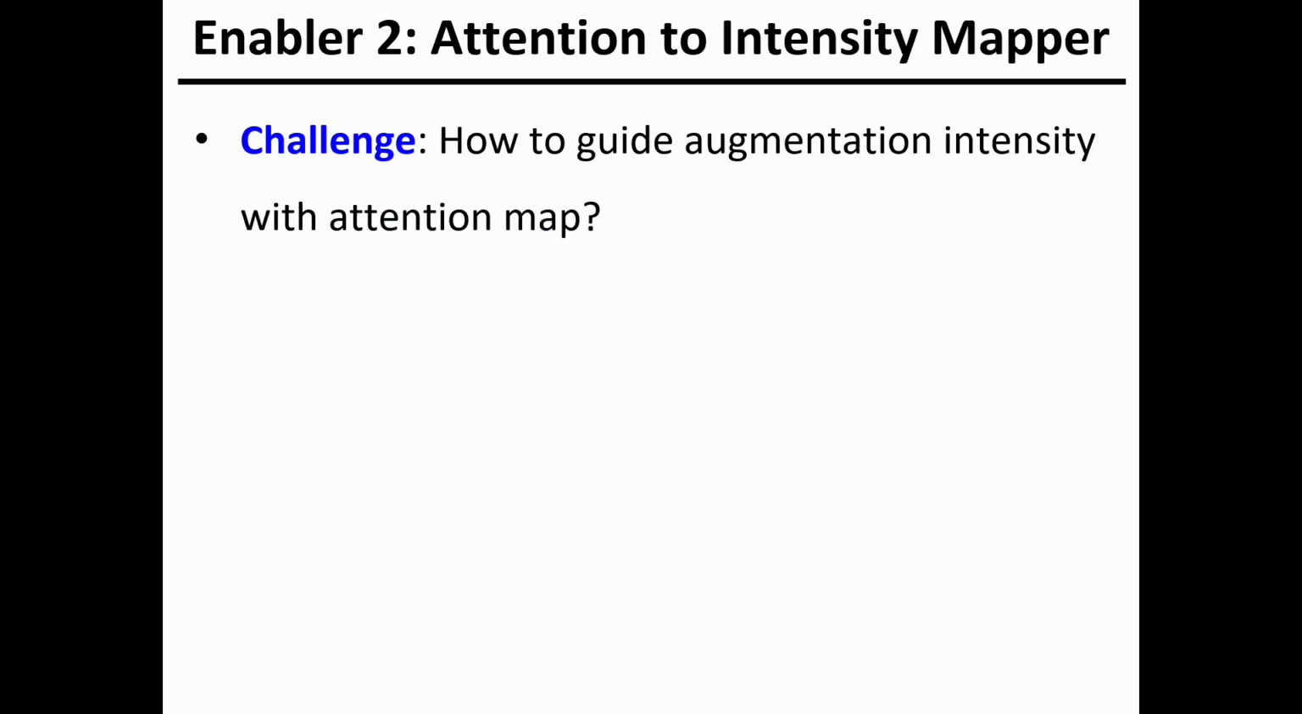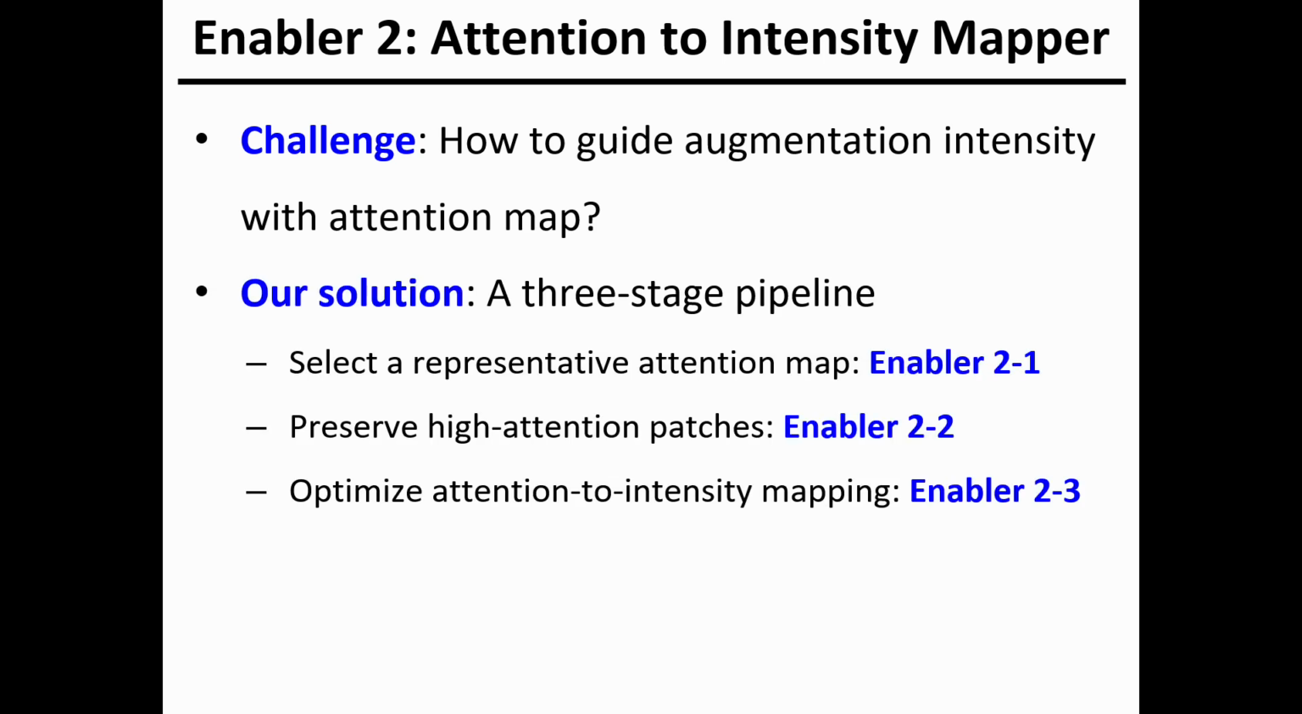Equipped with a tool to augment each patch separately, the next question we raise is how to guide augmentation intensity with the attention map. And we propose a 3-stage solution where we first select a representative attention map, and then we preserve high attention patches, and finally we optimize the attention to intensity mapping to achieve a better accuracy.